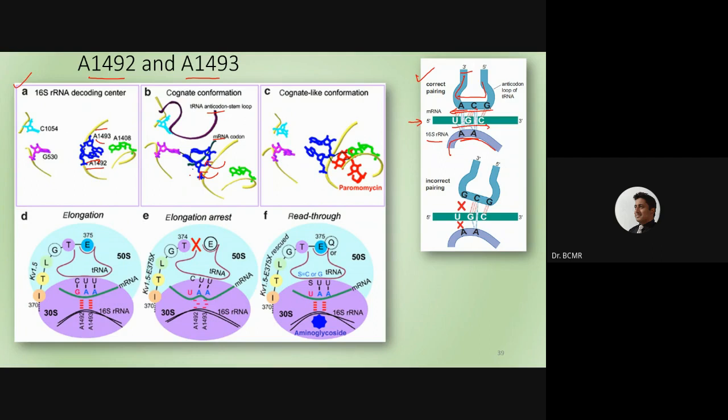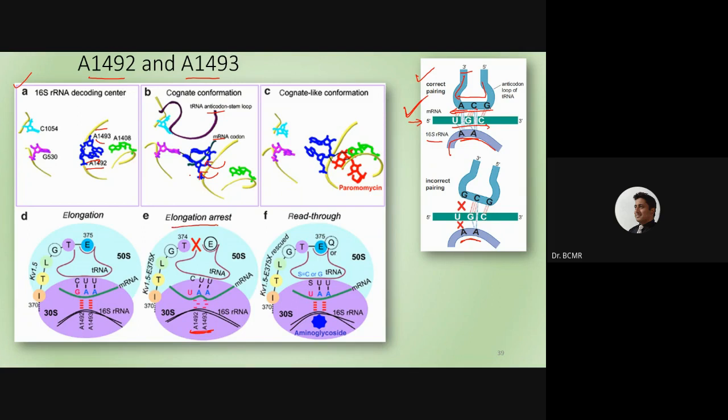This will happen only if the interaction between codon and anticodon is good, or it's the perfect base pairing like this one. If the base pairing is not good, then the two adenines, like shown here, do not flip out and interact accurately. And that is where it prevents the elongation from happening any further.